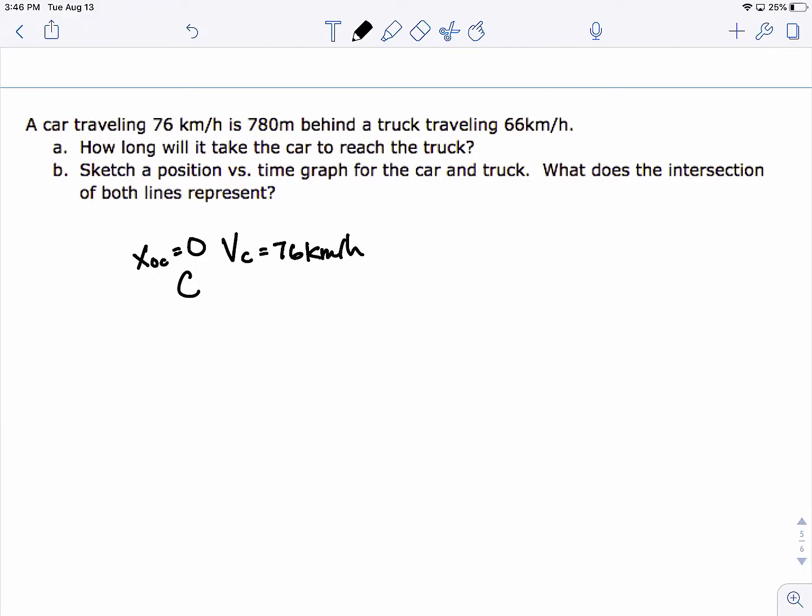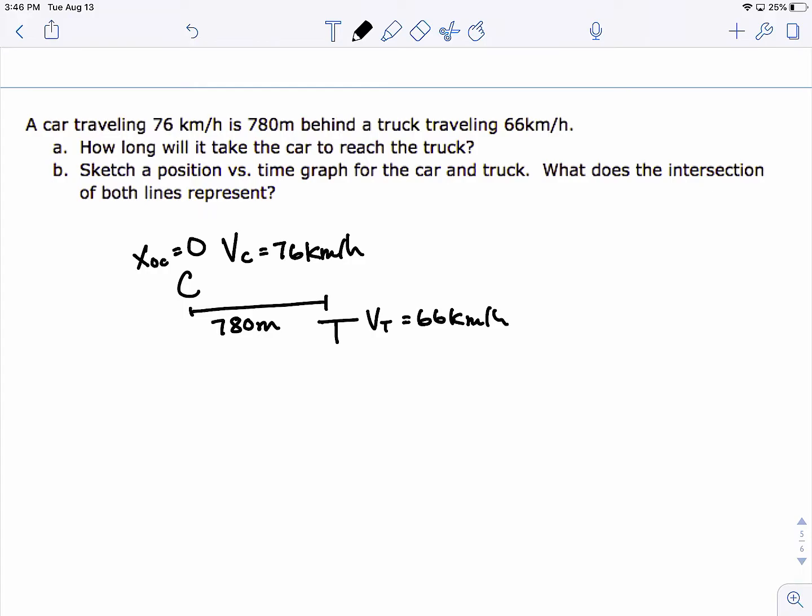Okay, and then it says the car is behind the truck. So let's put the truck right here. And it tells us that the car is 780 meters behind the truck and that the truck is traveling with a velocity of 66 kilometers per hour. Now, really these are speeds because they don't include direction, but we'll just assume right now to the right.